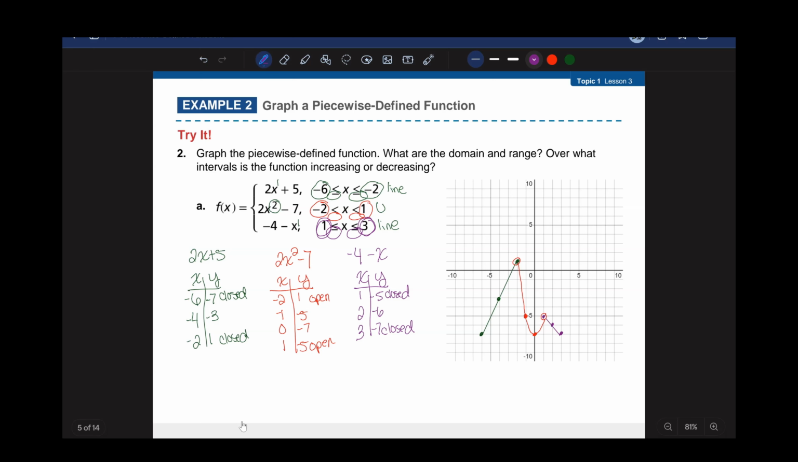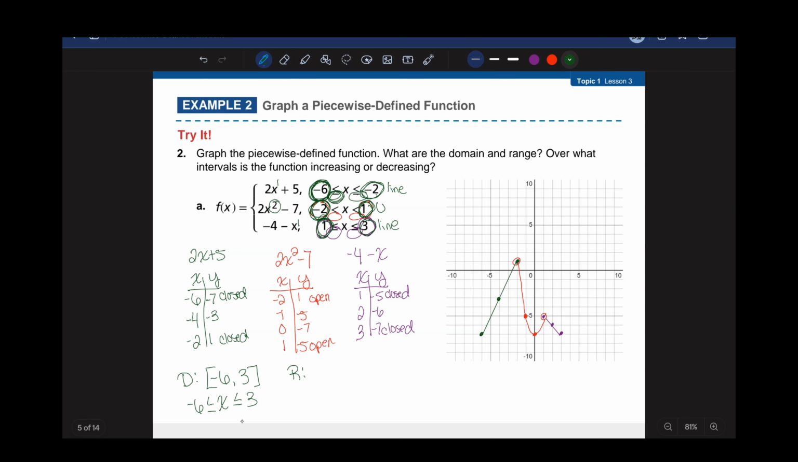So let's talk domain and range. My domain, again, starts at the lowest value of x I have, which is -6. And it goes all the way up to -2. -2 is included. The second piece picks up at -2, where it's not included. It goes all the way to 1, where it's not included. But then 1 is included in the bottom piece all the way up to 3. So my domain is going to be -6, which is included because there's an equal to bar right there with it, all the way up to 3, which is also included because there's an equal to bar. So my x's are going from -6 all the way to 3.